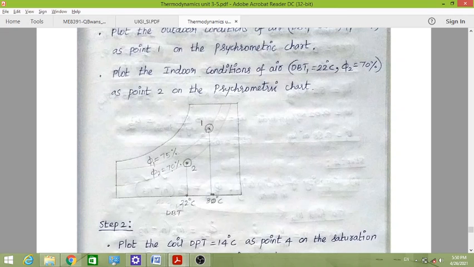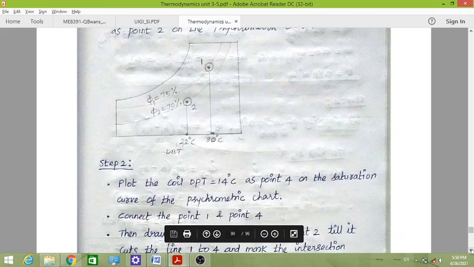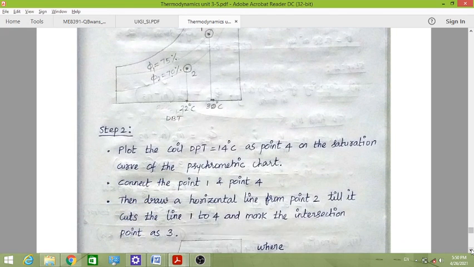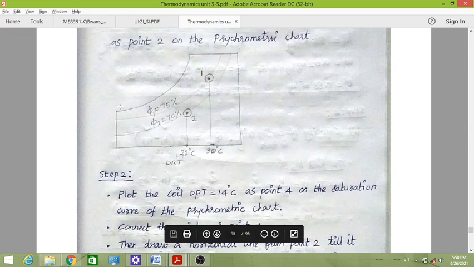The process is actually from 1 to 2, but how does it happen? It is happening in two parts. So step 2: plot the coil dew point temperature 14 degrees as point number 4 on the saturation curve of the psychrometric chart. DPT, the dew point temperature, is the temperature at the end, on the RH 100% line. The last curve is the RH 100% line. There we have to plot DPT, the dew point temperature. This is not the dry bulb temperature, it is different, 14 degrees. So it was plotted like that.